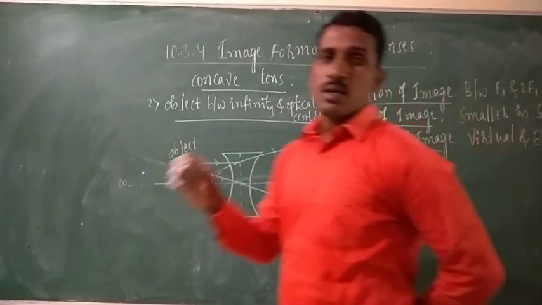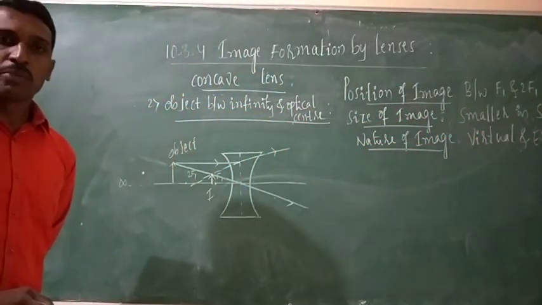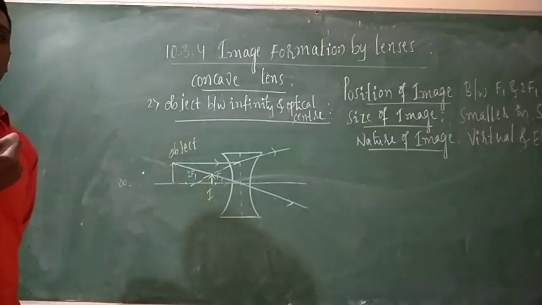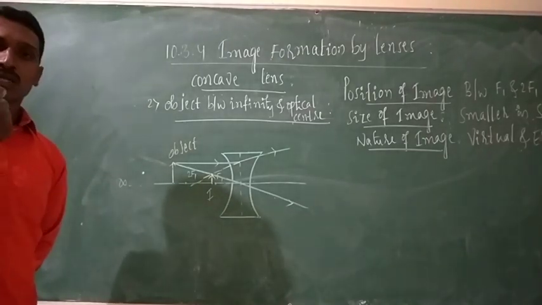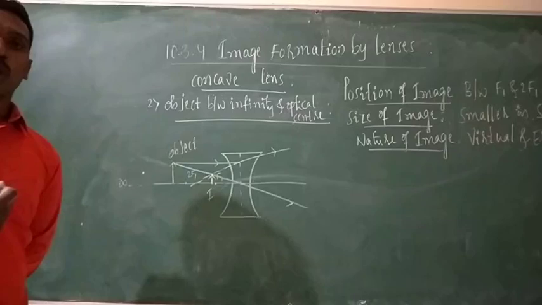Okay. These are image formation by both convex lens as well as concave lens. Please practice ray diagrams. Okay. Thank you.